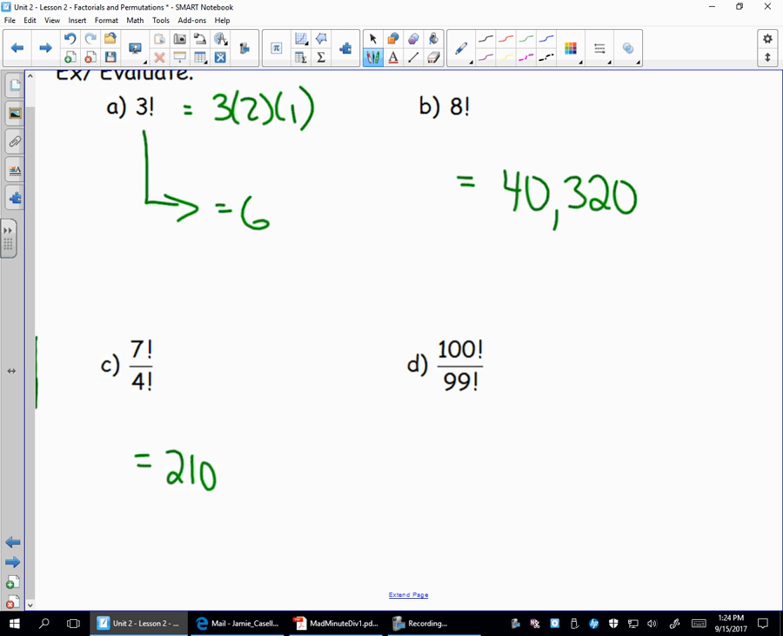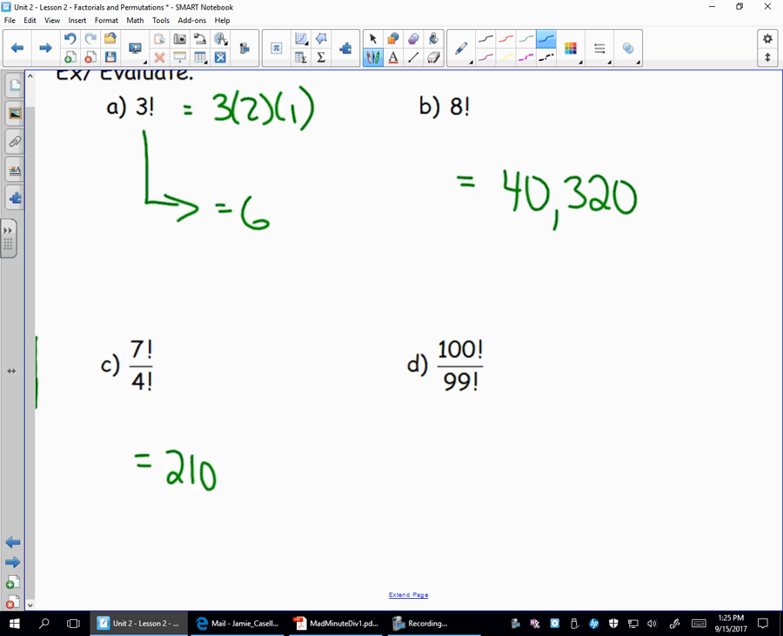And then we can try the last one with these really big numbers, 100 factorial divided by 99 factorial. If you try this with your calculator, you're probably going to get an error. In fact, I can guarantee you're going to get an error because these numbers are too big for your calculator. 100 factorial means 100 times 99 times 98 times 97, all the way down to 1. That's a huge number. Your calculator can't handle that. But here's kind of a nice thing: your brain can, if you stop and think about what a factorial means.